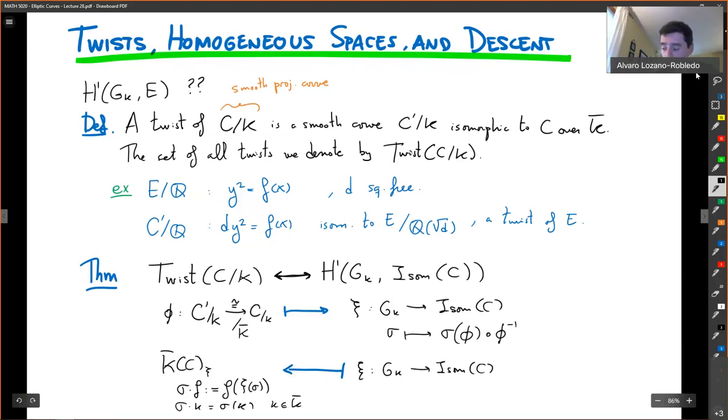So this turns out to be a new function field. This is the function field of a curve. You have to prove that it's a transcendence degree one field, but it is the function field of a curve C prime over K, and it turns out that C prime is isomorphic to C over K bar. So that is the new twist that you get from a cocycle.